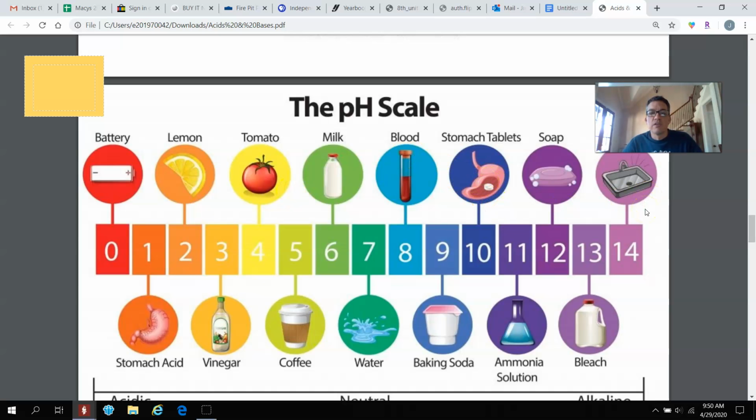So hopefully with this, it goes through and gives you a summary of what are acids and bases, chemically, what causes an acid to be an acid, what causes a base to be a base. Hopefully you understand a little bit about the pH scale and how it works, and some of the characteristics of acids and bases as well.